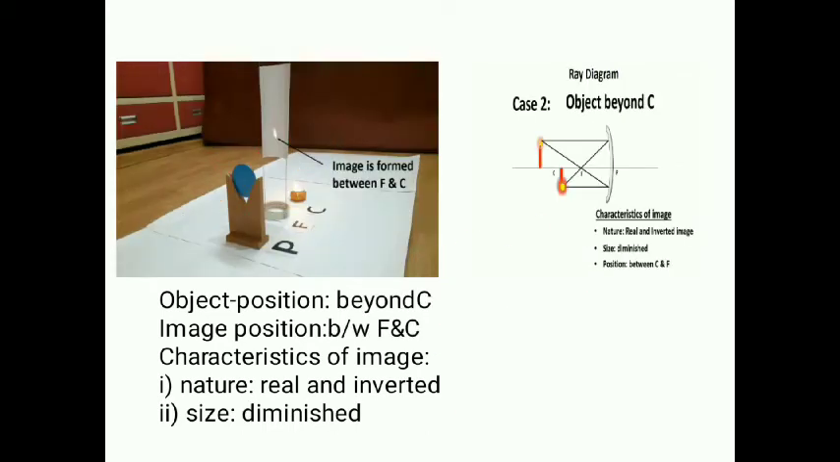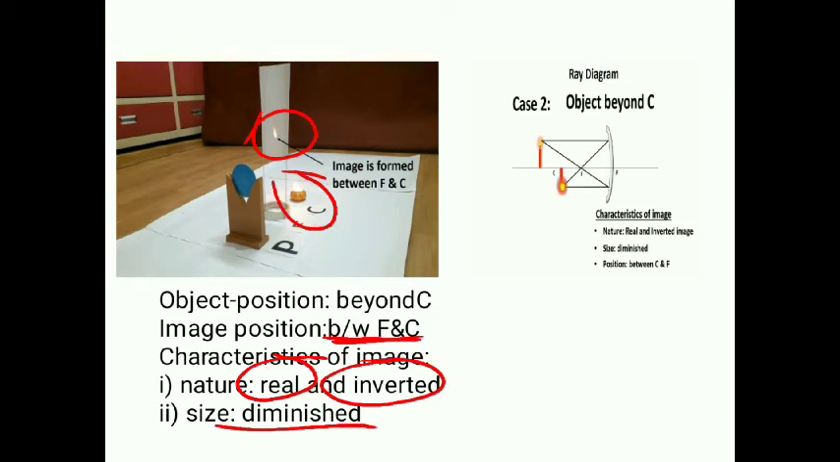Case 2: when object is beyond C, in this case the image will be formed between focal point and center of curvature. It is a real image, inverted image and diminished size.